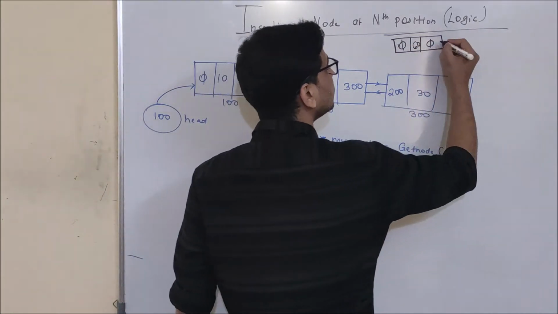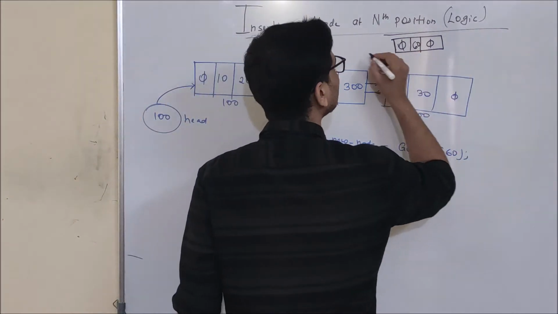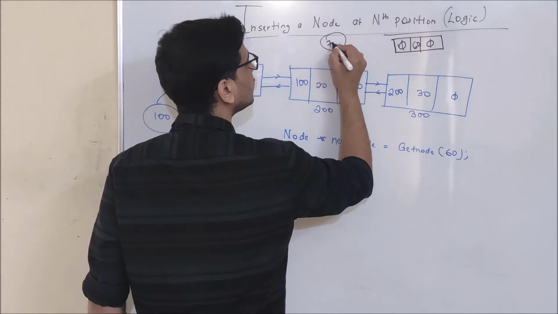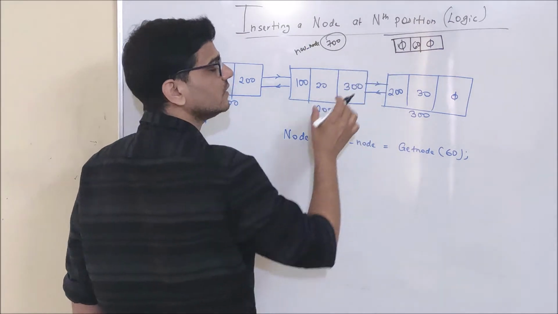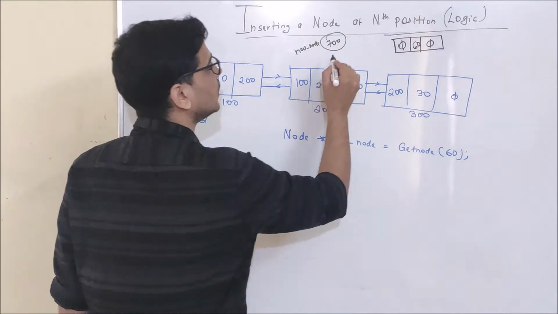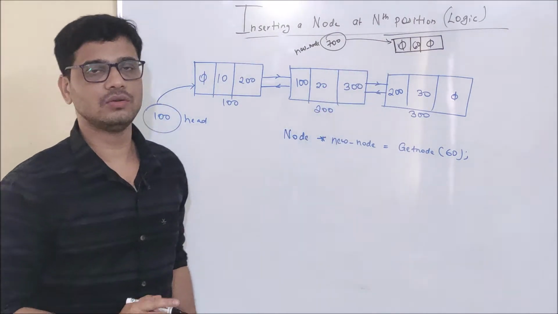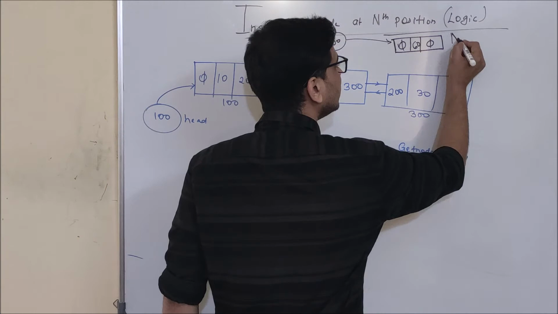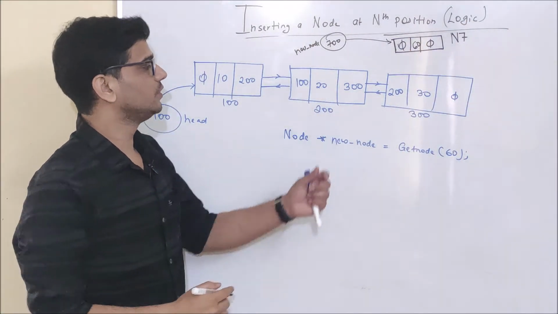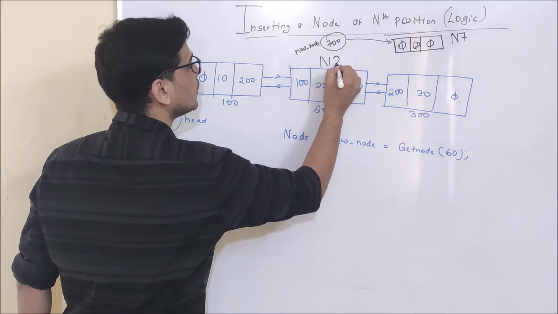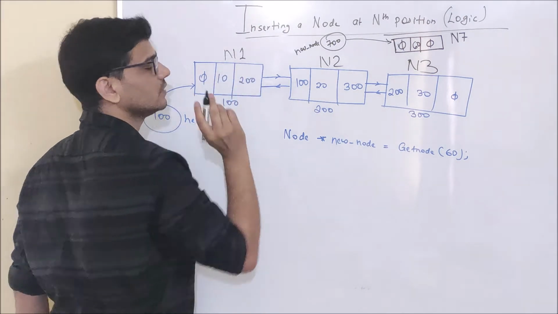Okay? Suppose this node is at memory address 700. So this particular new node is the pointer which will be holding the starting address of this particular node. That means this particular node pointer will point to this particular node. So for logical understanding, let's name this pointer N7. That is, we want to insert node 7 between node 2 and node 3, that is third position.